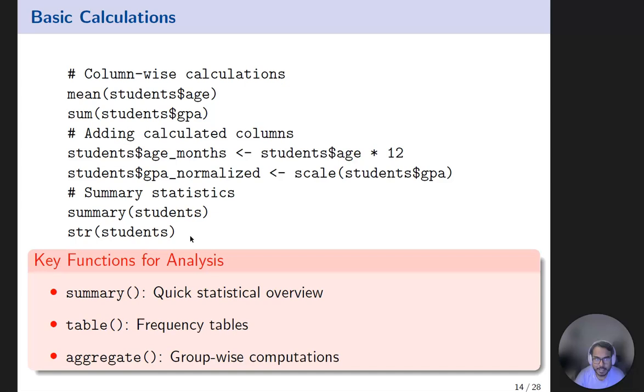You can also do basic calculations in your data. For column-wise calculations, use functions like mean or sum for specific columns. You can also add calculated columns based on existing data, like converting age to months or normalizing GPA scores. For a quick statistical overview, use summary to get statistics for each column or str to examine the structure. Key functions for analysis include summary for statistical overview, table for frequency tables, and aggregate for group-wise computation.